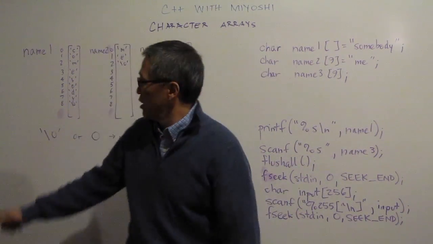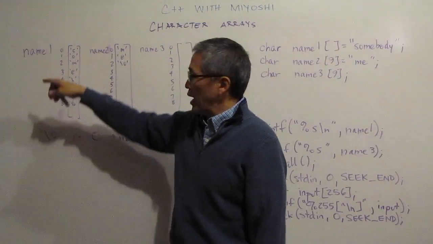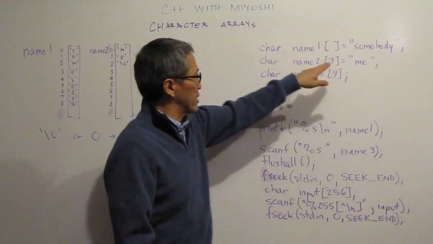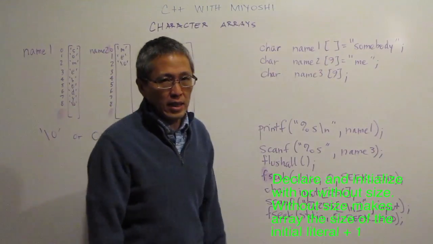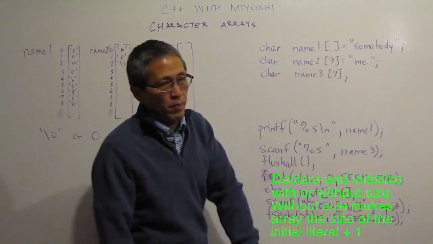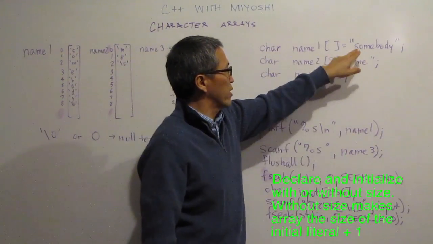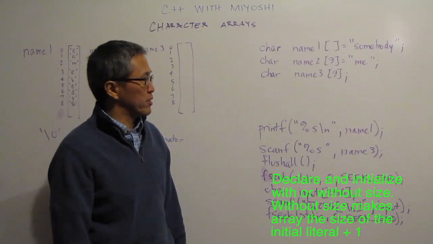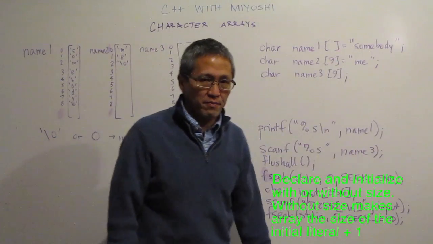So that means that over here in my memory space I've got a bunch of them with the same name. And so what happens here is this is the first way we can declare and initialize. We do char name, open square bracket, close square bracket, is assign the value, and in double quotes I would put my values that I want. So in this case I want somebody in there.